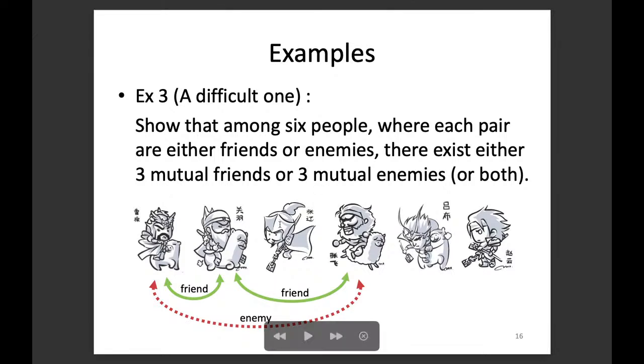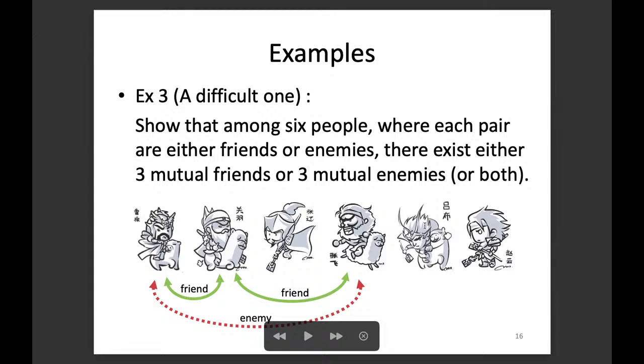So for instance, in a setting where we have 6 people and they are all friends to each other, then we can easily find 3 mutual friends. So it works. Although there are no 3 mutual enemies, it works because this statement says that as long as we can find 3 mutual friends, it is correct. As long as we can find 3 mutual enemies, it is correct. Okay? So when we have 6 people, it must be true for this to happen.